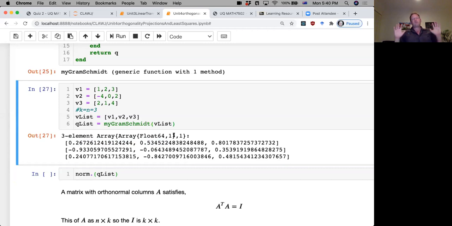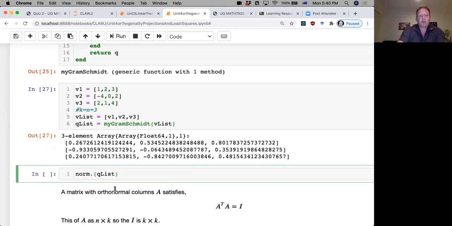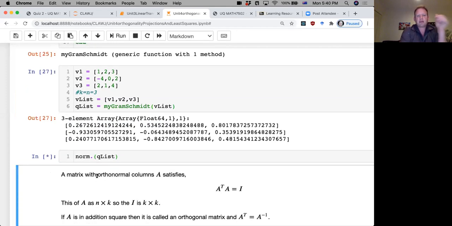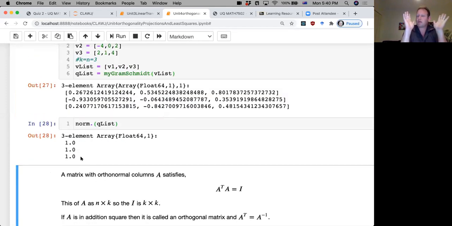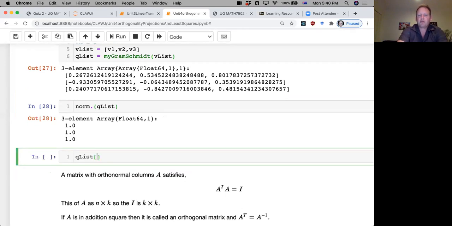Okay. You can always put a list of vectors of the same size in a matrix, and if you've done a lot of MATLAB, that's always what you do. But actually, sometimes you actually want to think of a collection of vectors. So this is an array of arrays. Okay. So that's what it is. So norm applied to Q list should give us 1, 1, 1. Okay, they're all norm 1.